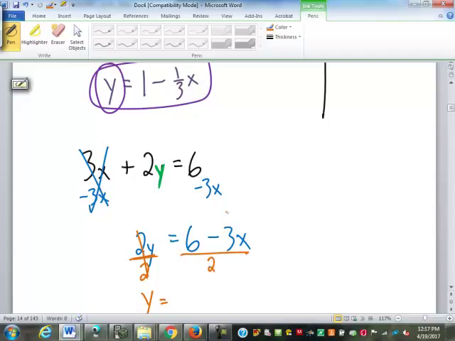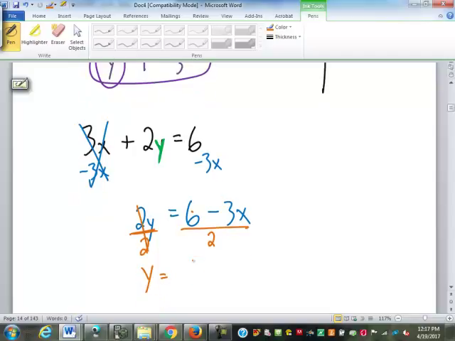When we multiply or divide, we have to multiply or divide every digit in the whole equation. So 6 divided by 2 is 3. Negative 3x divided by 2 is going to give us negative 3 over 2 x. So you just make a fraction out of these numbers. You take the coefficient of x, the number multiplying x, and put it over the 2 to make negative 3 over 2 with the x after it.